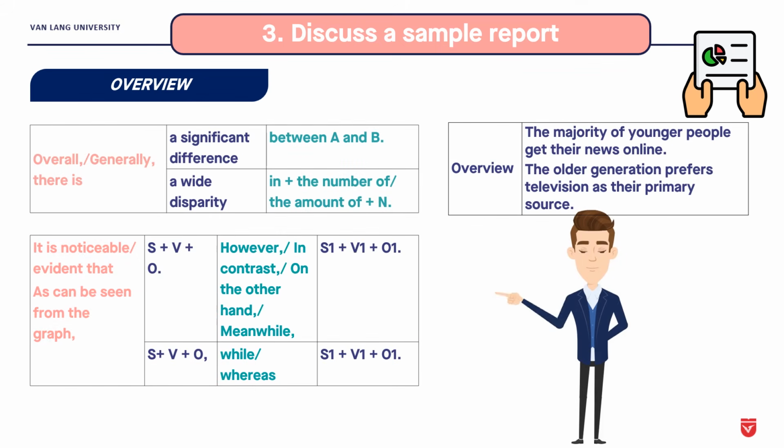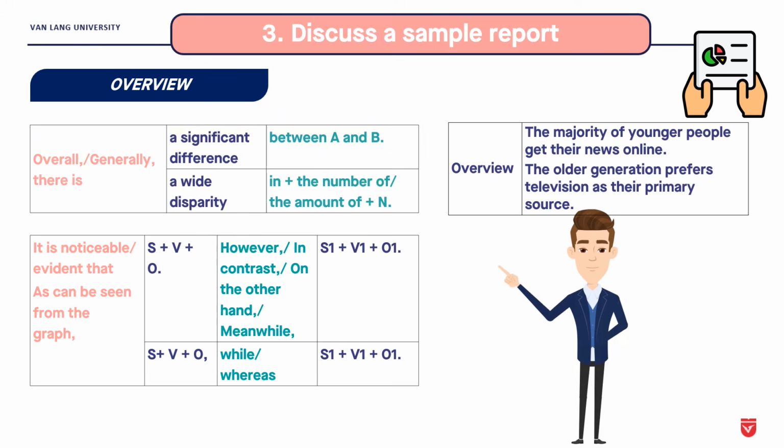Next up, let's write the overview. Remember that we should not write in too much detail in this section. Instead, just spot about 1 to 2 features that stand out. In this topic, I will pick the 2 main points. Based on the given structures, so let's write an overview.